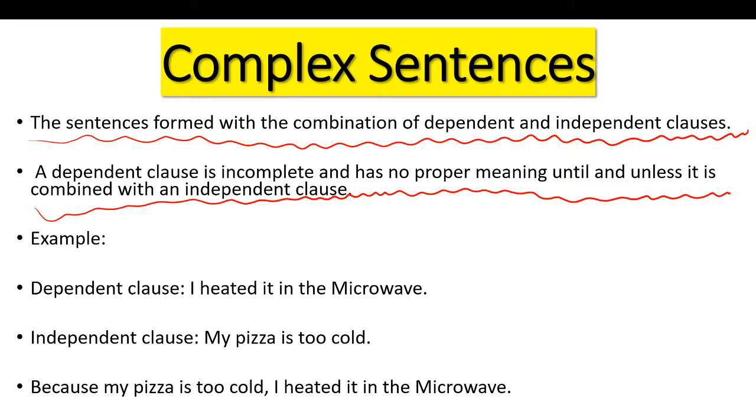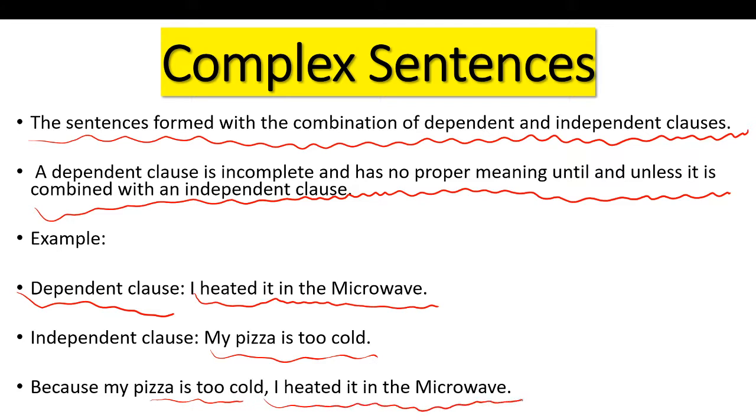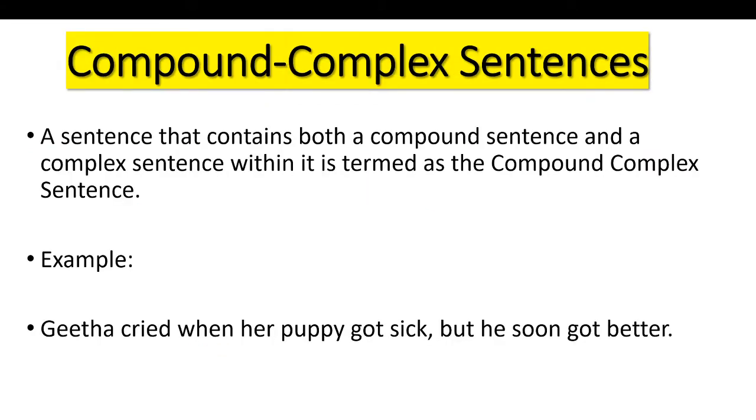For example, what is the independent clause? I heated it in the microwave. So this is an independent clause. And what is the dependent clause? My pizza is too cold. So because my pizza is too cold, I heated it in the microwave. That becomes a complex sentence.